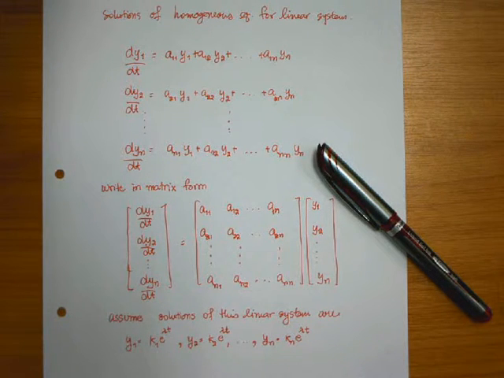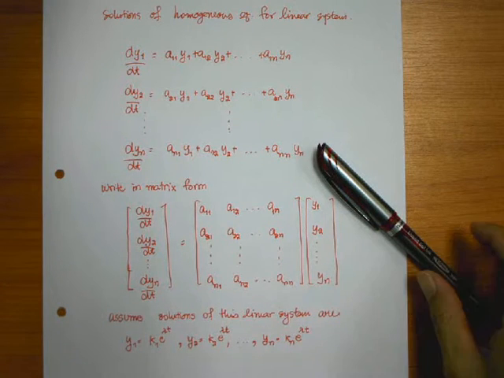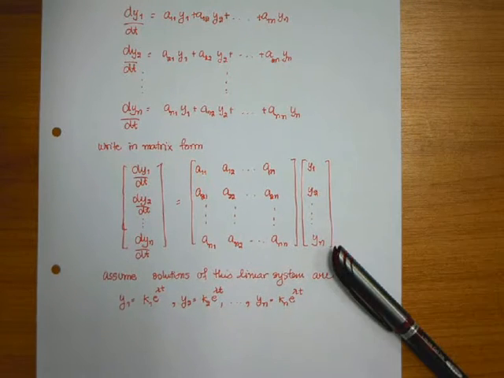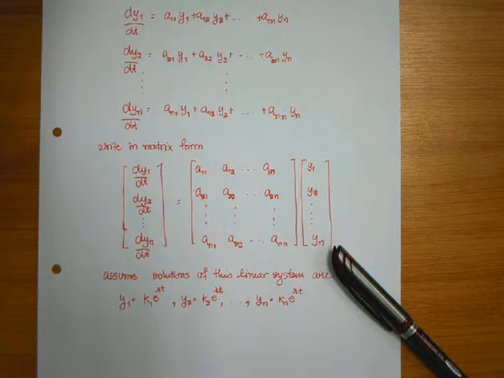linear system, we can do it by first writing it in matrix form, which is this, and then we assume that y1 is equal to k1 times exponential of lambda t, y2 is equal to k2 times exponential of lambda t, and yn is kn times the exponential of lambda t. So from this, if we know the lambda, then we would know the answer of this linear system.